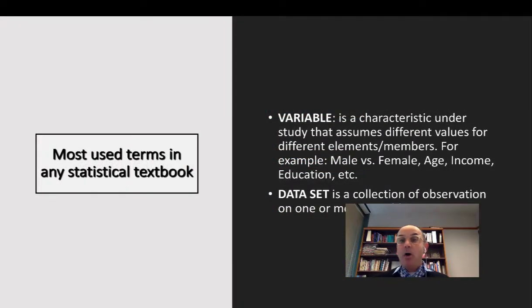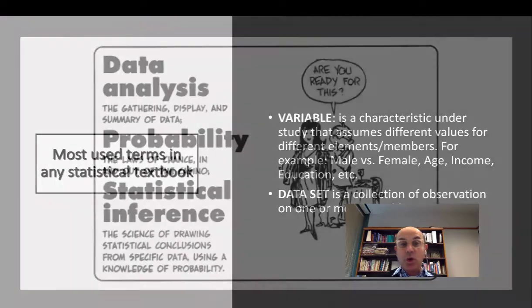So a variable is a characteristic of a study that assumes different values for different elements. For example, male versus female, or age, or income, or education are considered to be variables. A data set is a collection of observations of one or more variables.